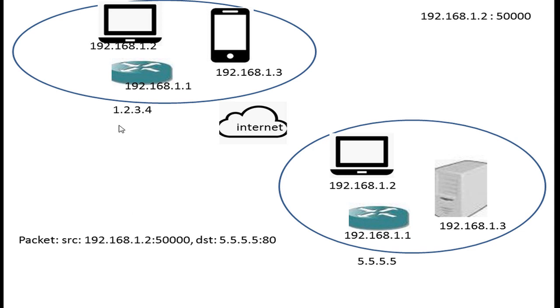And let's say that for this example also it would change the port number of 50,000 for this device to another port number. And it writes all this information inside a table. So in this case, the 192.168.1.2 with the port number of 50,000 has been translated to 1.2.3.4 with the port number of 40,000, as you see in here.